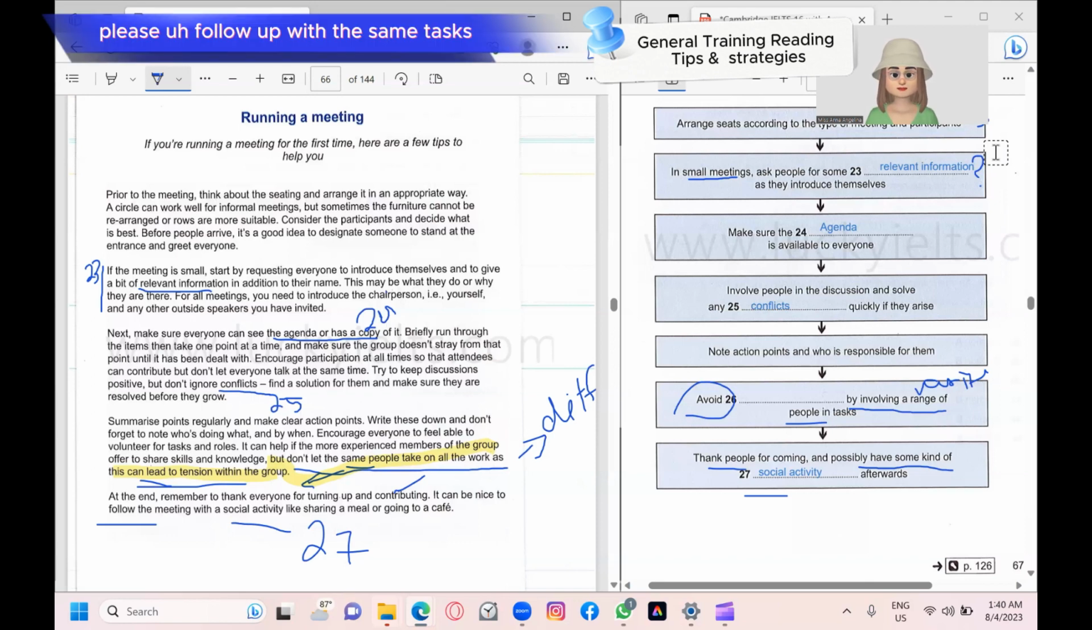Please follow up with the same tasks. It's not difficult. You just need to read attentively. This is a tip. If you cannot find an answer to a question and you think you're lost, leave it. Move to the next question. Do not waste your time on one question.